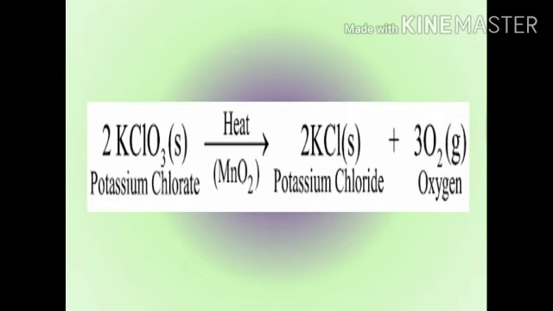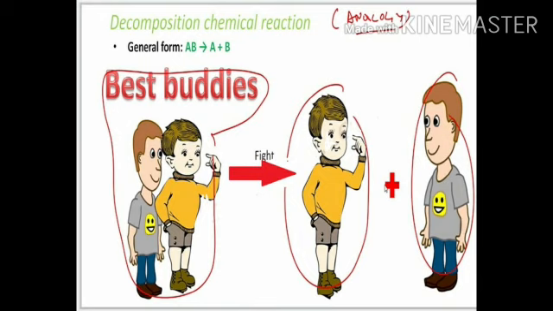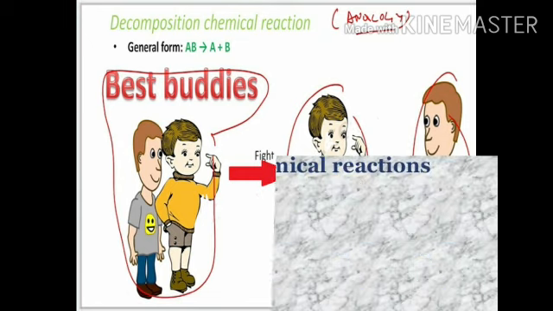Such reactions are known as decomposition reactions. A decomposition reaction is a reaction in which the reactant breaks down into two products. The general form of a decomposition reaction is AB breaking down into A plus B. A general analogy I've drawn for you so that you remember what a decomposition reaction is: there are two friends, buddies. They are very good friends and they do all the work together. Now they have a fight and the friendship breaks, and they are now two different individuals.